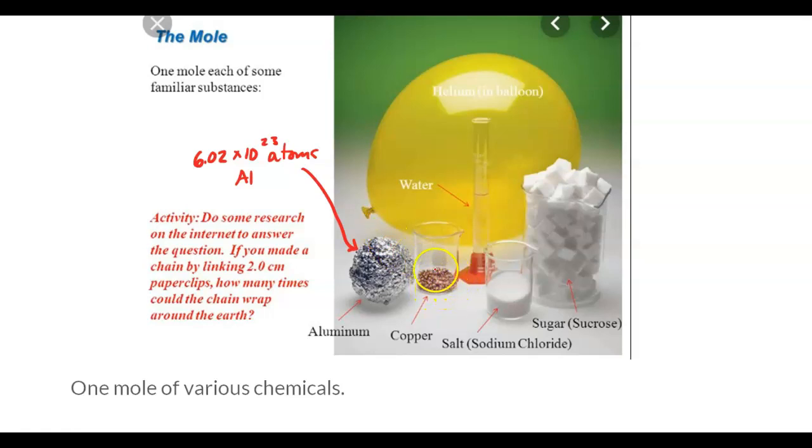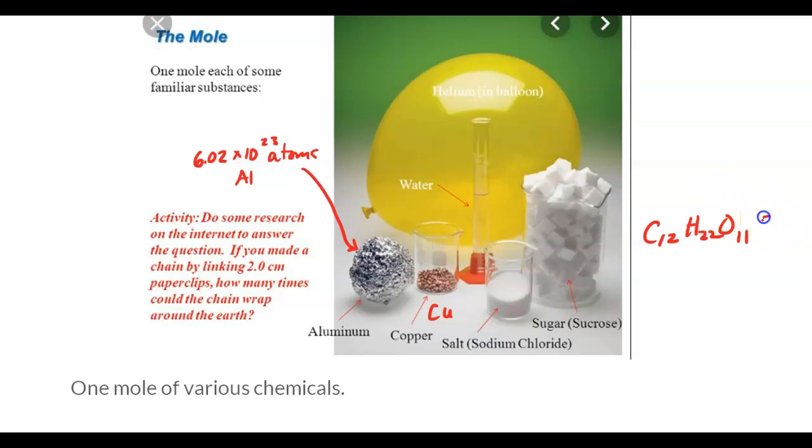Here I have a mole of copper. Here I have a mole of sugar. So you notice that the quantity that it makes up, meaning how much space it takes up, changes. For example, a mole of copper takes up less space than a mole of sugar. Well, the reason is that a mole of copper is just one atom, where a mole of sugar is C12H22O11. And that tells you that you have 12 carbons, 22 hydrogens, and 11 oxygens.